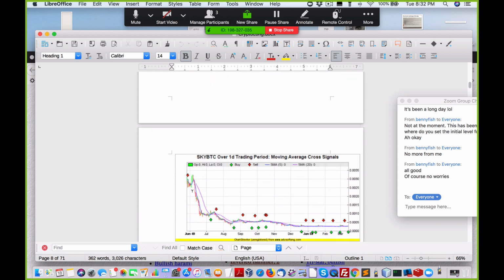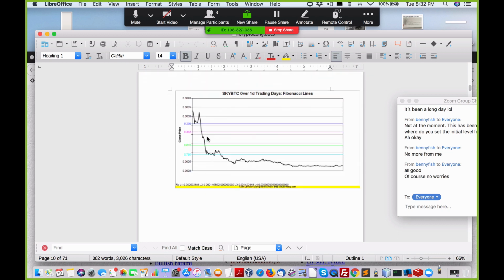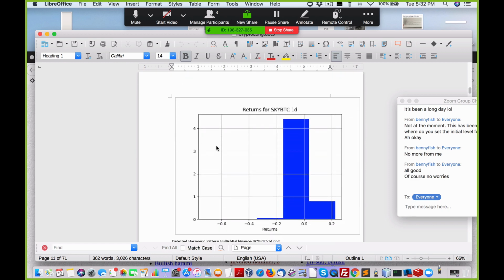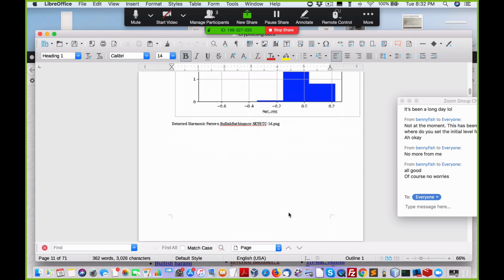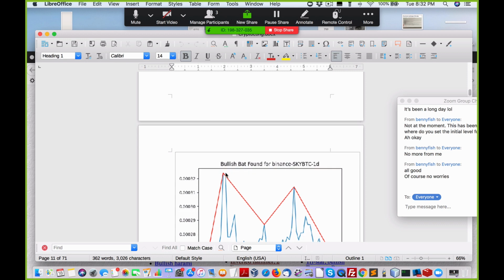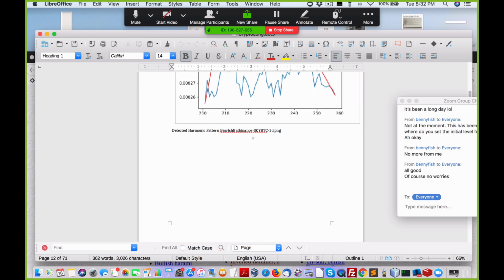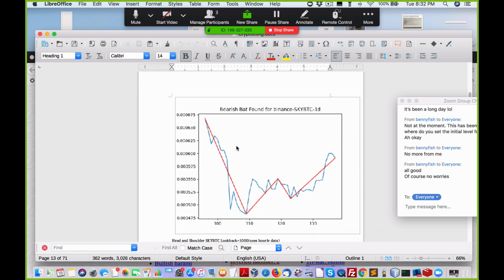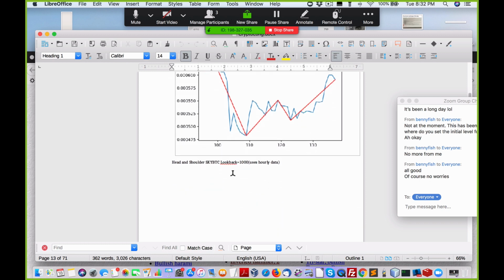And it does the same thing. Moving average crosses, the trend, the Fibonacci. Here it's mainly to see if it's in the golden cross. The returns, you see here in this case it's definitely more negative. But we do have a bullish harmonic. We also have a bearish. So when you get a bullish and bearish, they just cancel each other out. Same with the candles as well.